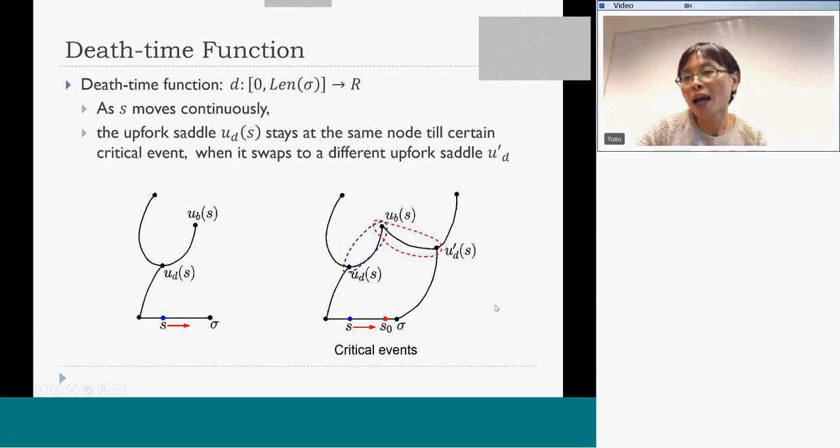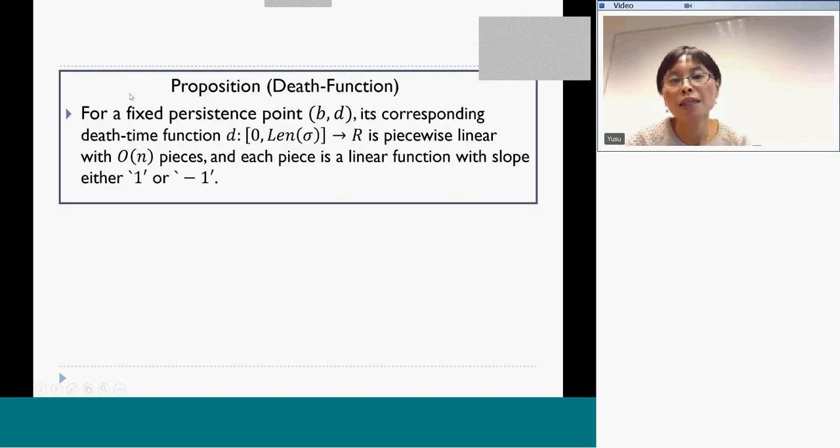Ultimately, we can characterize how often such critical events, namely the swapping, can happen and obtain the following result, which says that we're tracking a fixed persistence point in the persistence diagram, and the base point moves. The death time function is piecewise linear. Namely, the value of the time that the component is killed is a linear function with order of n pieces, and each piece is a linear function with slope either 1 or -1. So it has a reasonably simple characterization.